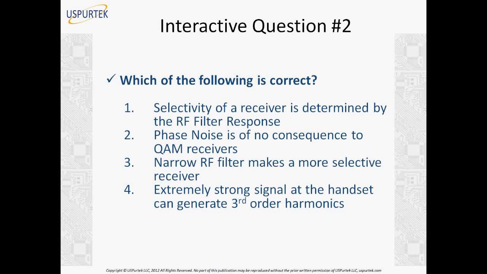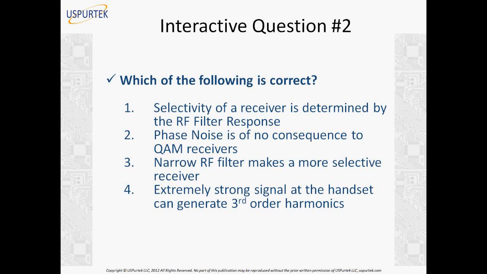Okay, very good. There are some responses here. Let me go through this. Selectivity of a receiver is determined by the RF filter response. Well, yes, that is true. Phase noise is of no consequence to QAM receivers. No, that is false, because we just saw that phase noise interferes with the detection process of a QAM receiver. Narrow RF filter makes a more selective receiver. That is true. Extremely strong signal at the handset can generate third order harmonics. That is also true. Let's move on to the next slide.